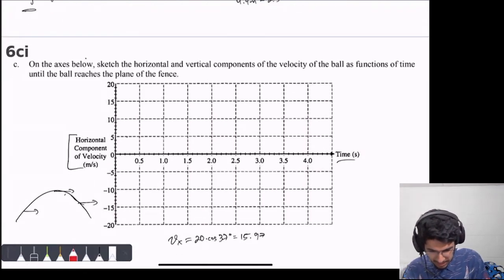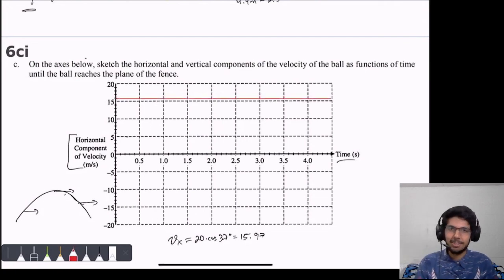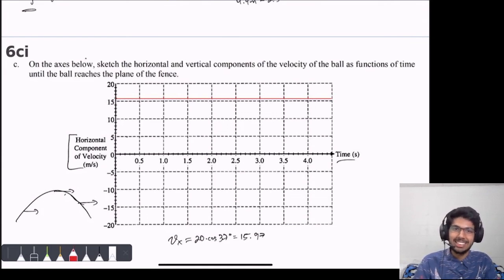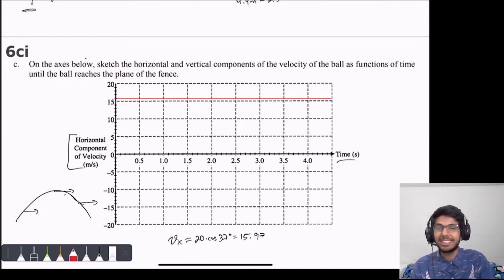I'll do it in red. That's it. That's our graph. Because as time changes, the velocity stays the same. However, we can't just say that that's it, even though I just said that's it. We need to be careful of when the ball reaches the ground, right? Or when the ball reaches the fence in this case, the plane of the fence.